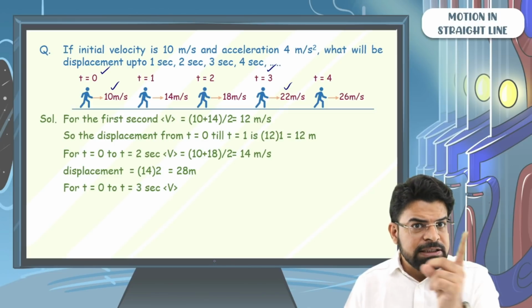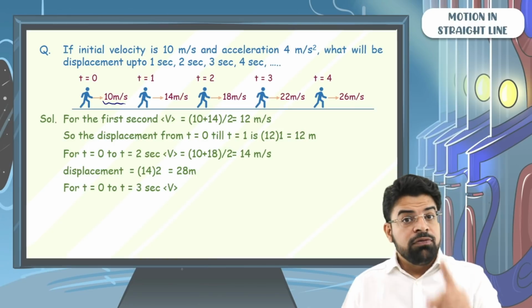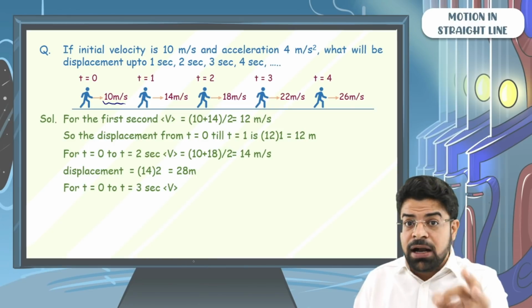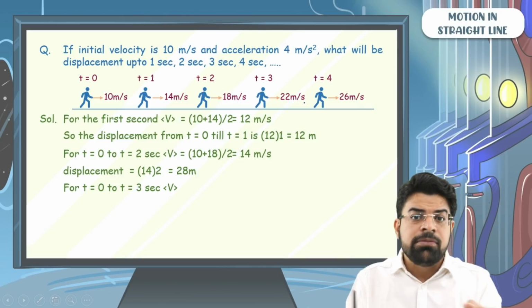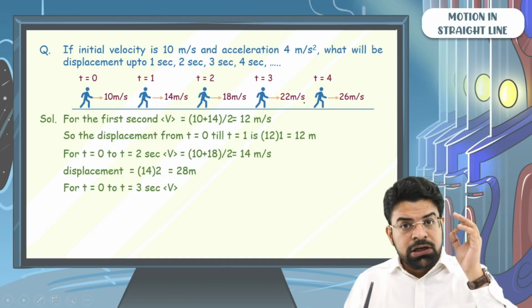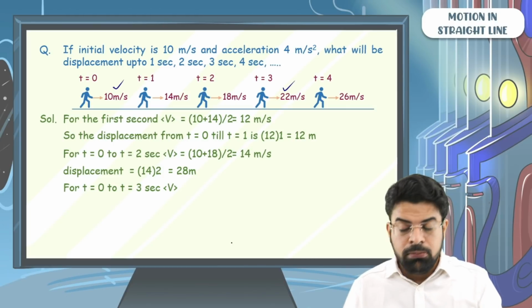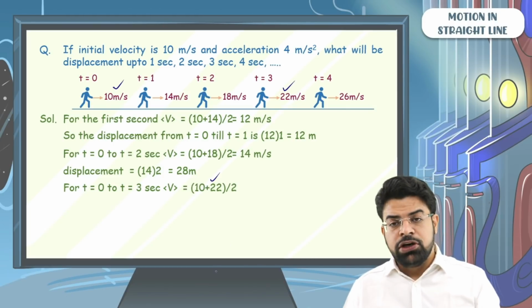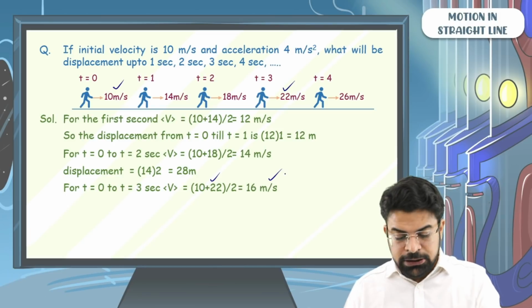For this 3-second time frame, I can't take the velocity as 10 meter per second. I can't take the velocity as 22 meter per second. So the average velocity should be treated as 10 plus 22 by 2. 10 plus 22 by 2 gives you 32 by 2, and 32 by 2 is 16 meter per second.